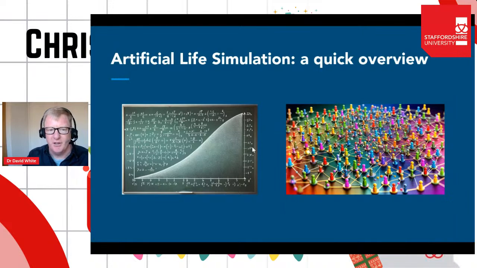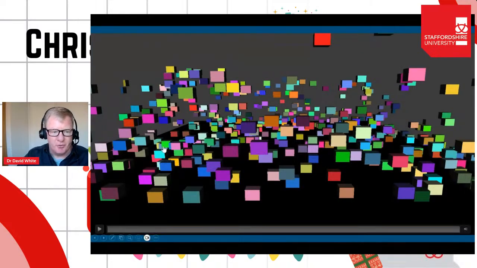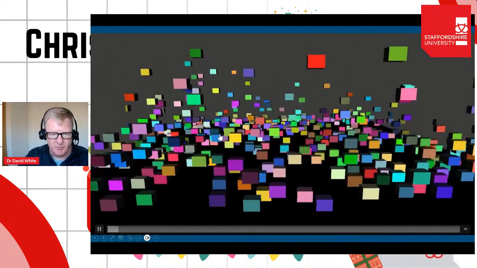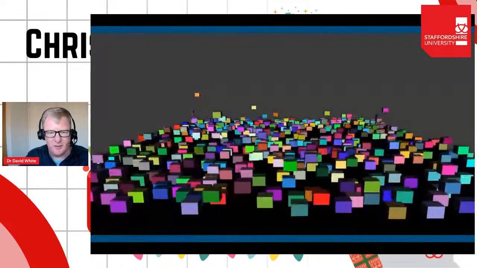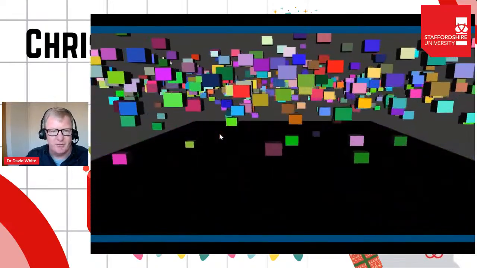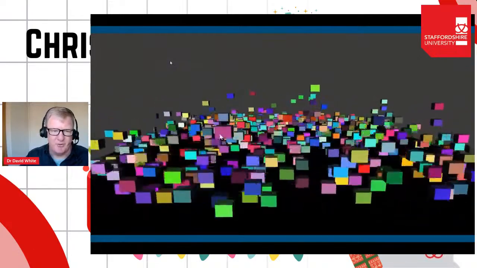So if we were going to simulate a crowd moving around a supermarket, then we could probably do it much more realistically. So what does that look like? This is a simulation of Newtonian physics. We're applying Newtonian equations, physics, gravity, collision, all these boxes bouncing off each other.